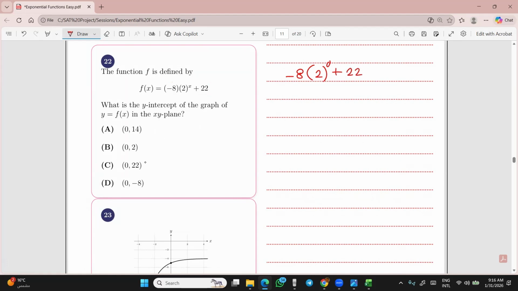You can calculate this by the calculator, or you can think about this as 1. Anything raised to the power of 0 is equal to 1. So -8 times 1 is -8, and -8 plus 22 is equal to what? It is equal to 14. So the y-intercept is 14. Of course, the point should be written as 0 and 14, which is the letter A.